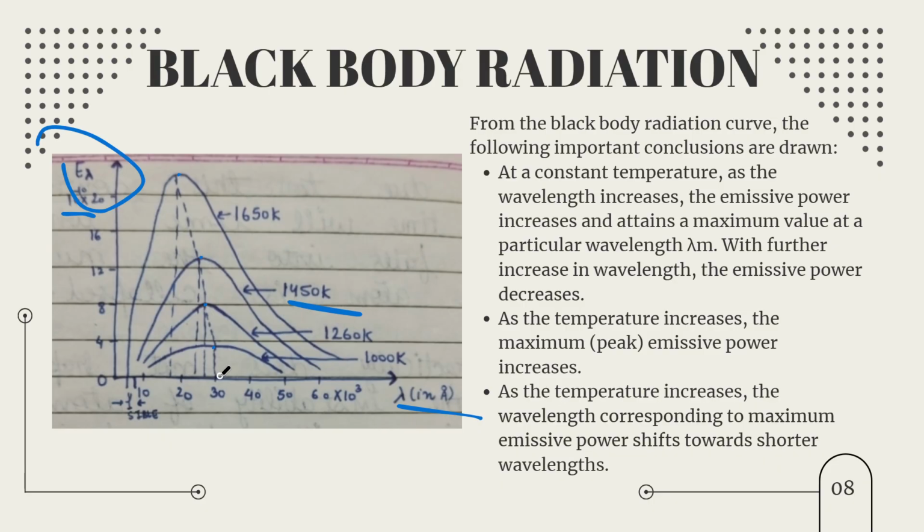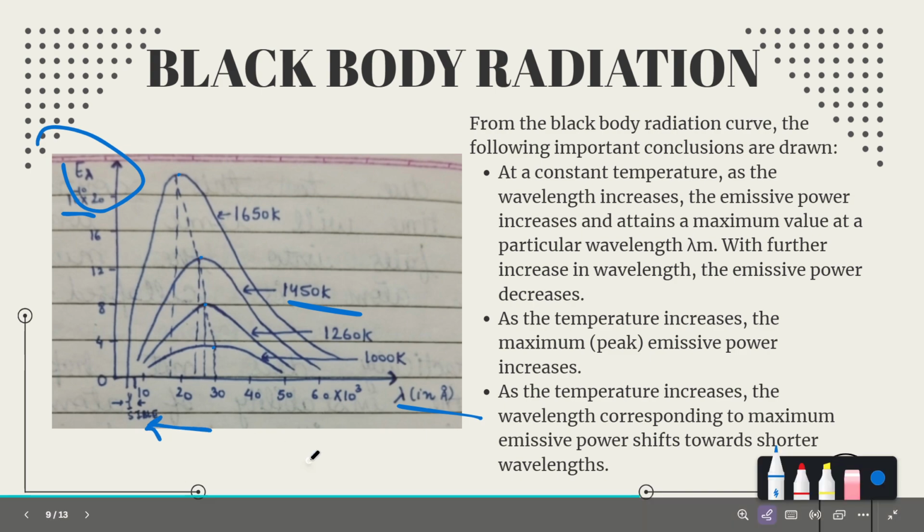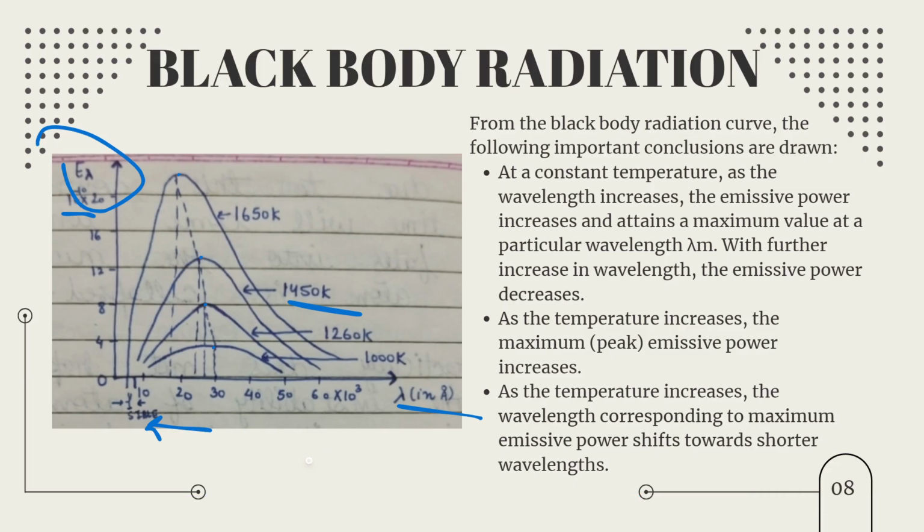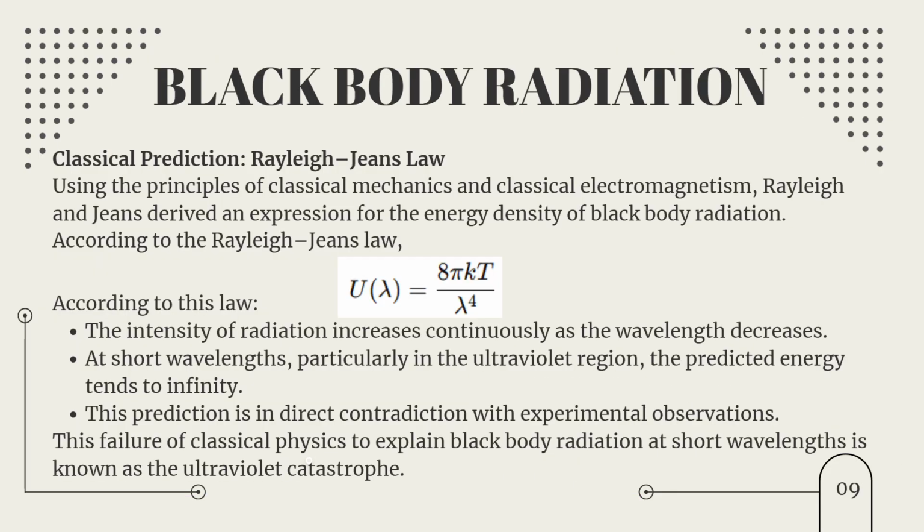So जैसे जैसे emissive power बढ़ रही है, emissive power की जो पीक वैल्यू है वो इंक्रीज हो रही है, वेवलेंथ जो है वो शॉर्टर वेवलेंथ की तरफ ज्यादा आ रही है। ओके, these are the three major conclusions. अब क्लासिकल प्रेडिक्शन क्या था इसी चीज का, ब्लैक बॉडी रेडिएशन का?